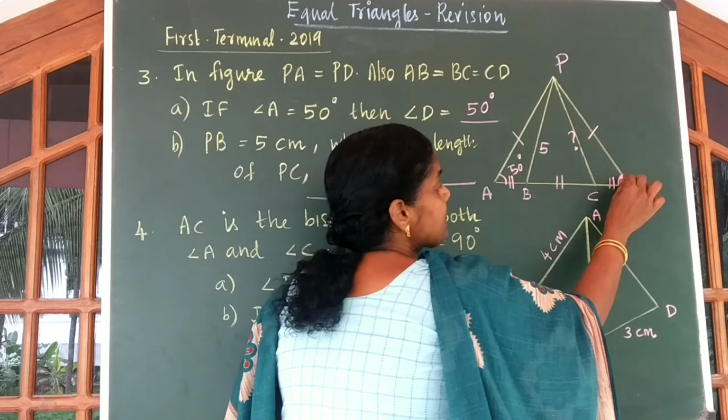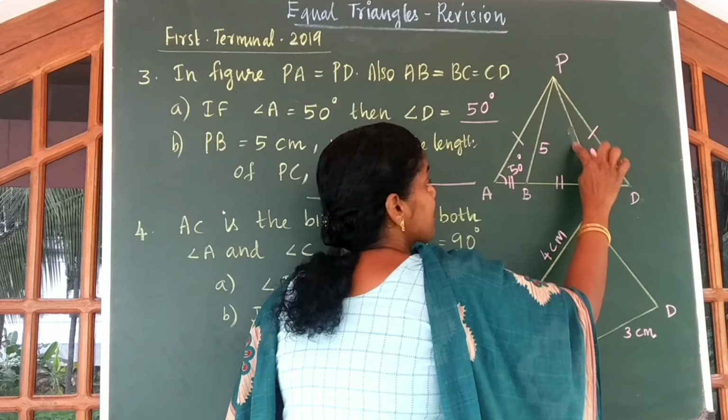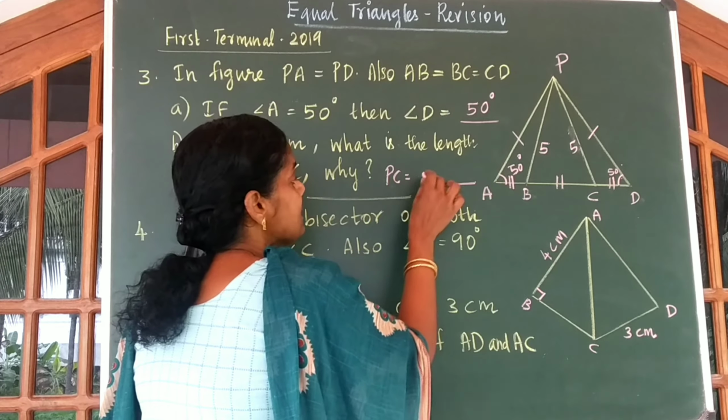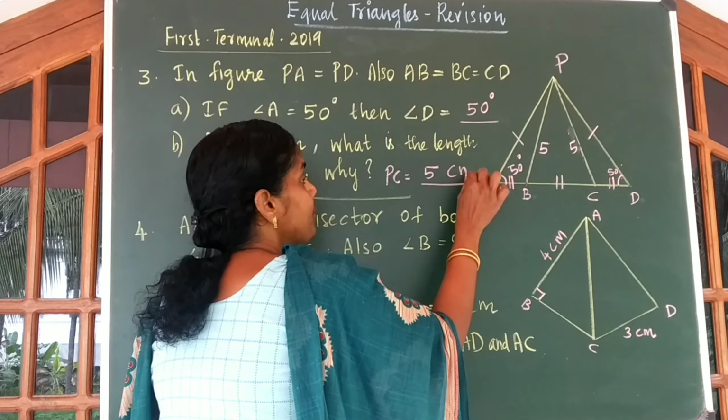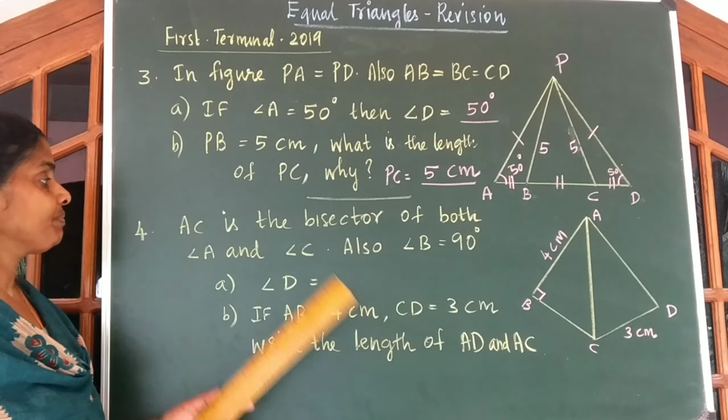Therefore, opposite to this 50 degree also, you will get 5 centimeter. So, we can say PC's measure is equal to 5 centimeter. Come to the next question.